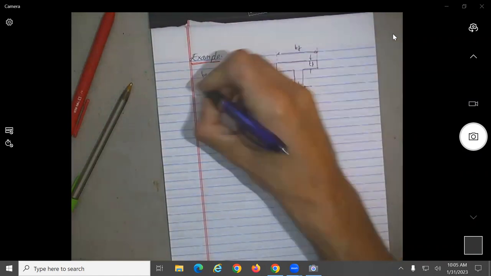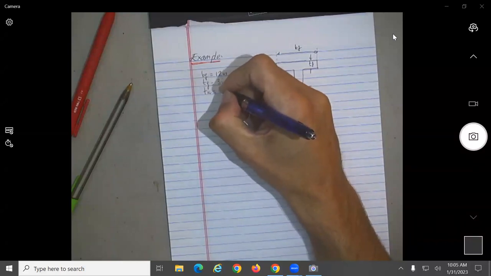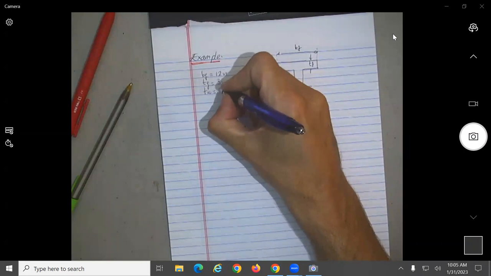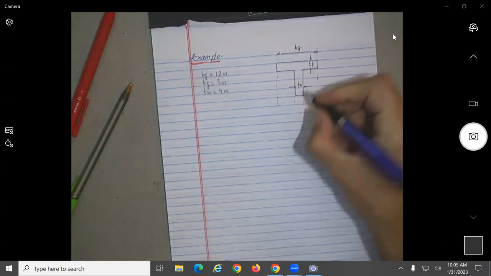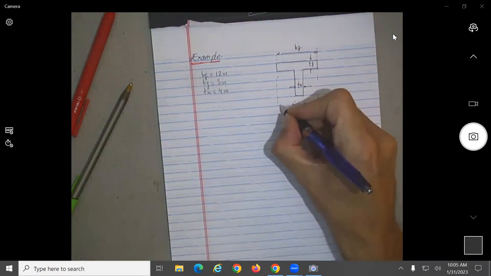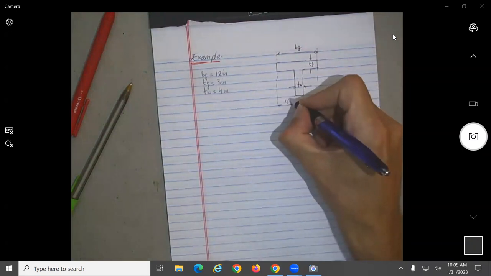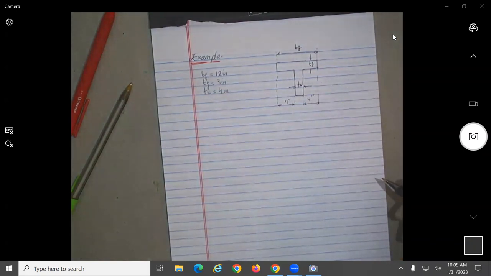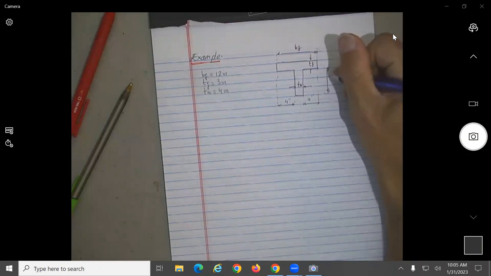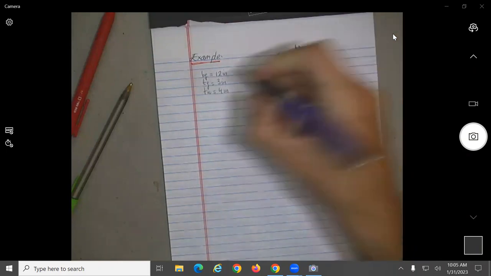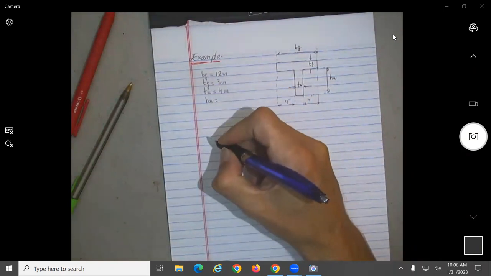Let's say T web will be 4 inches. So this is not to scale at all. And this distance over here, same, this should be 4 inches, 4 inches. And that distance over here, let's call this one H web, is 6 inches.